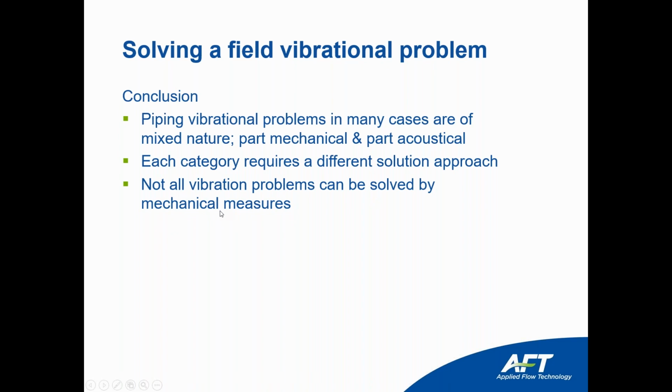Conclusion: pipe and vibration problems in many cases are of a mixed nature, part mechanical and part acoustical. Each category requires a different solution approach. Not all vibration problems can be solved by mechanical measures. So this is very important, this last statement. Not all mechanical vibration problems can be solved by mechanical measures.